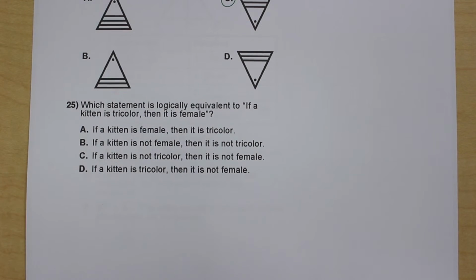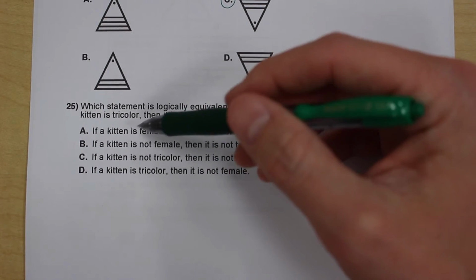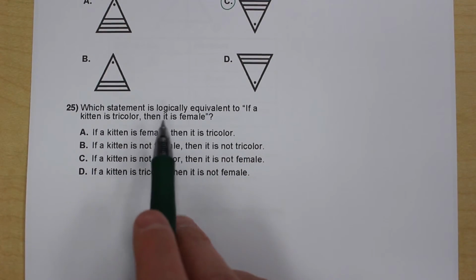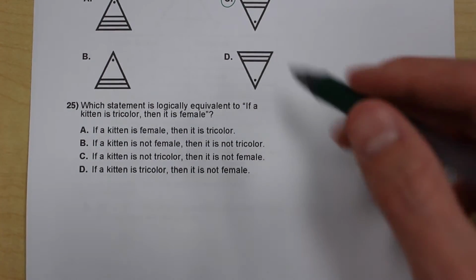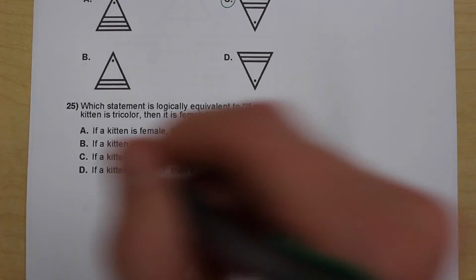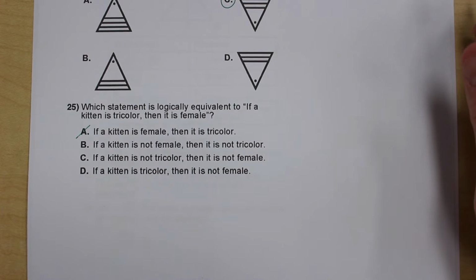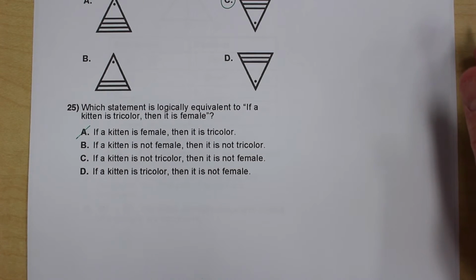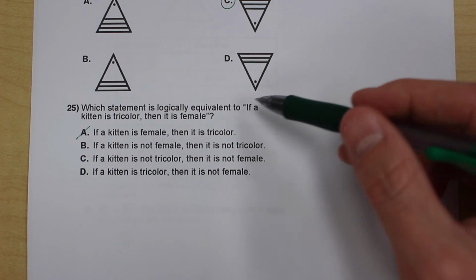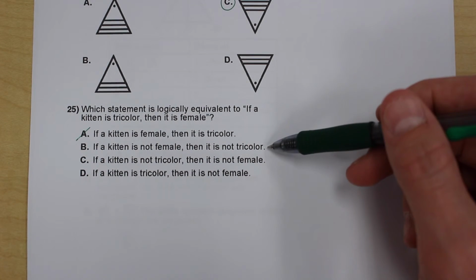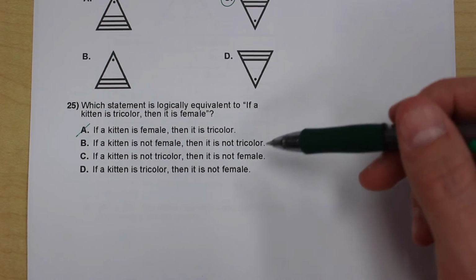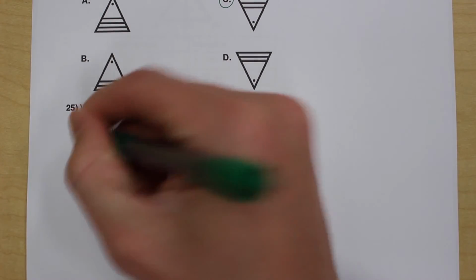All right, 25. Which statement is logically equivalent to if a kitten is tricolor, then it is female? Let's just go through each of the choices here. If a kitten's female, then it's tricolor. That would be the converse, okay? The converse is not always necessarily equivalent to the original statement, so it's not A. If a kitten is not female, then it is not tricolor, okay? So if a kitten is tricolor, then it is female. This would be the contrapositive of 25. So yes, B would be our selection here.